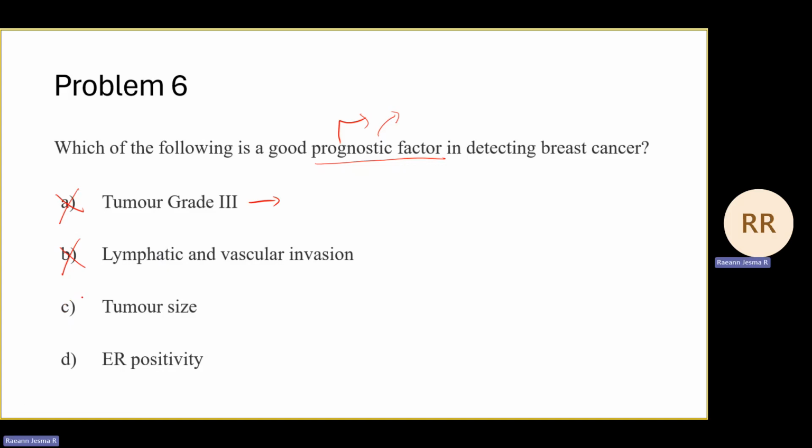blood vessels. Then tumor size is also not a prognostic factor. This is because, depending on the tumor size, we can say that it is in the initial stage or in the later stage. But again, we cannot. This also can be found only in the later stages, when the tumor size becomes very high. So the correct answer is ER positivity.